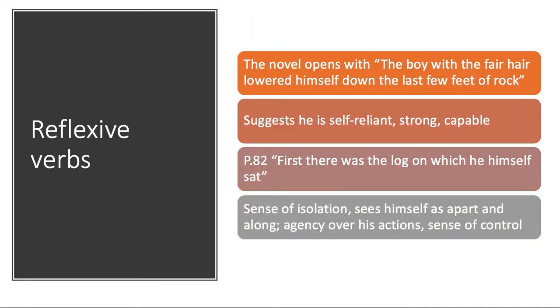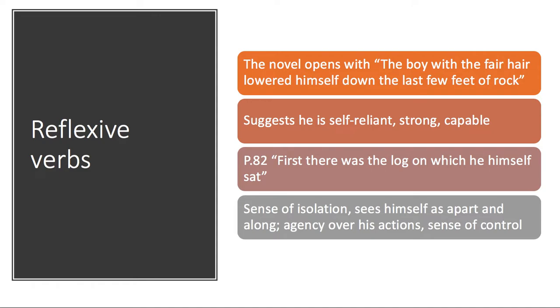The novel Lord of the Flies actually opens with a sentence with a reflexive verb, with Ralph, the boy with the fair hair, lowered himself down the last few feet of rock. And that already, using that reflexive verb, Golding is giving the reader an insight into Ralph's character. We see that he's strong, that he's capable, he's self-reliant. He's not asking someone to help him, he's lowering himself.